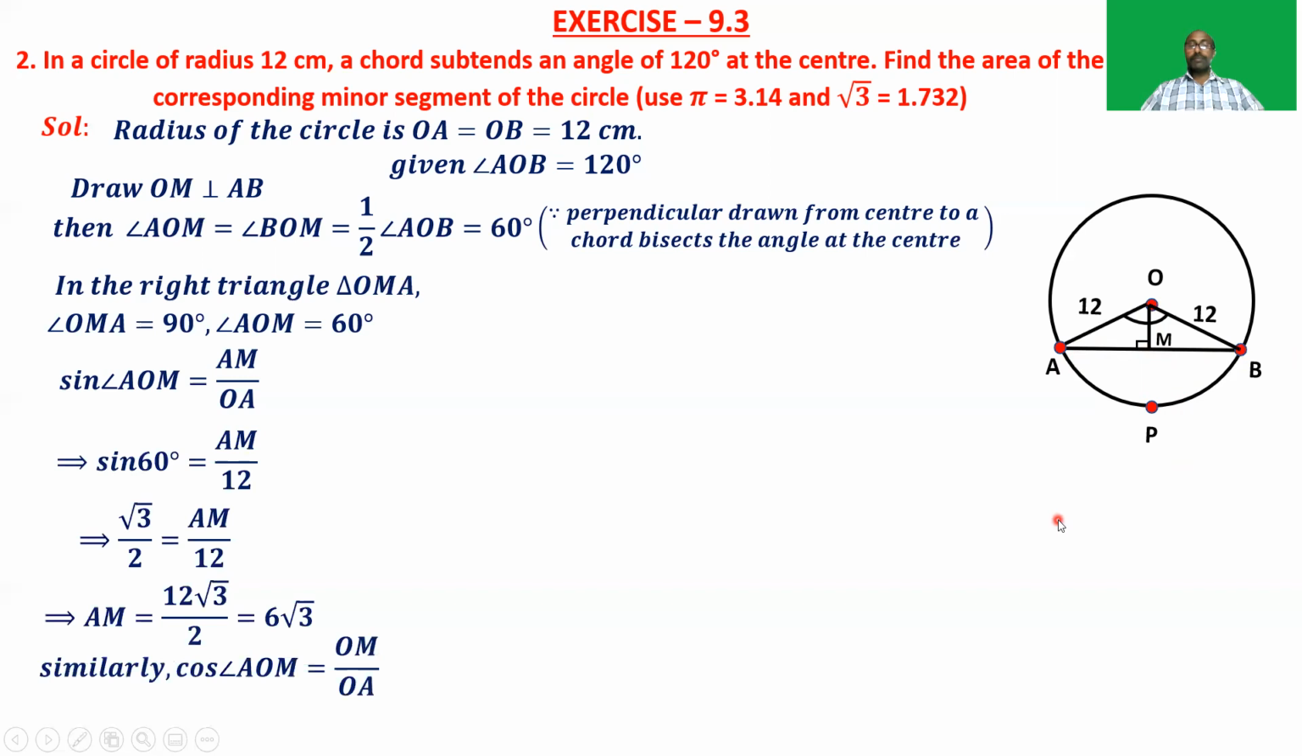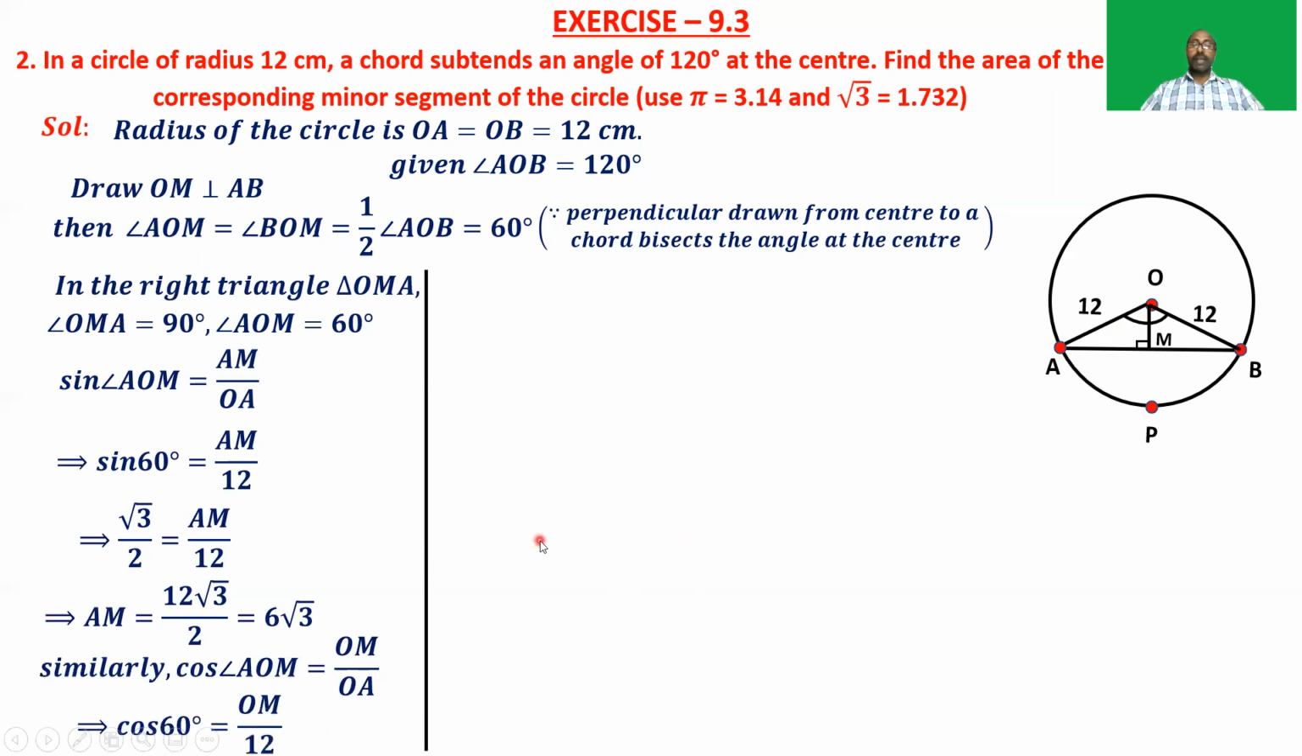So before that, here find cos angle AOM first. Cos of angle AOM is equal to adjacent side to angle AOM by hypotenuse. And here the adjacent side to angle AOM is OM and the hypotenuse is OA. So cos of 60 degrees is equal to OM by 12.